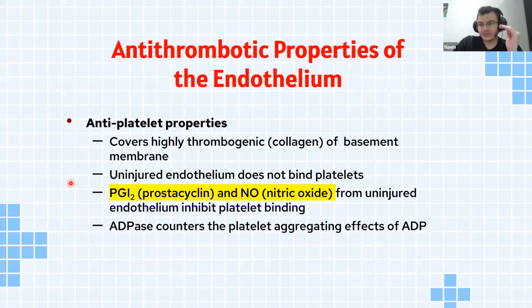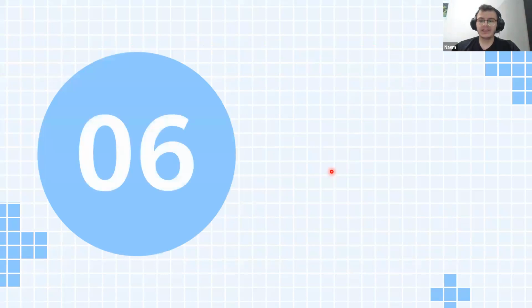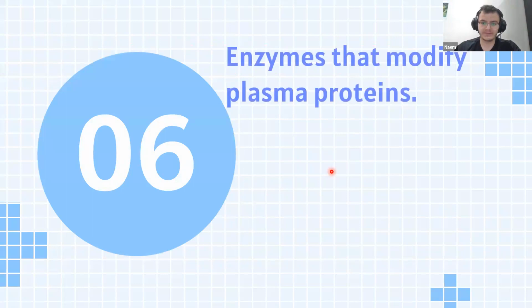Okay. Guys, remember, all these points are in the case where endothelium is not injured. We're talking about an endothelium that is not injured, a normal endothelium. Now let's move to the sixth and the last function of endothelium that you need to know: basically producing enzymes that modify plasma proteins.